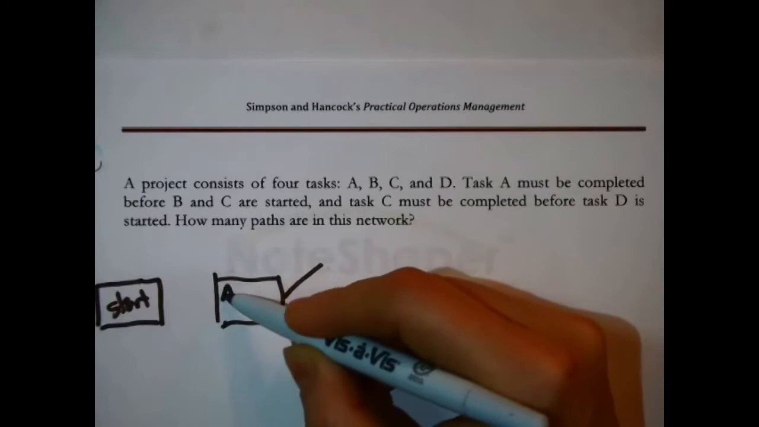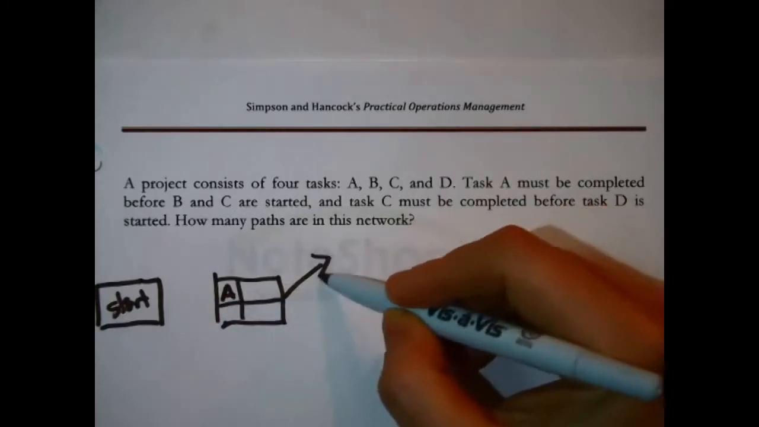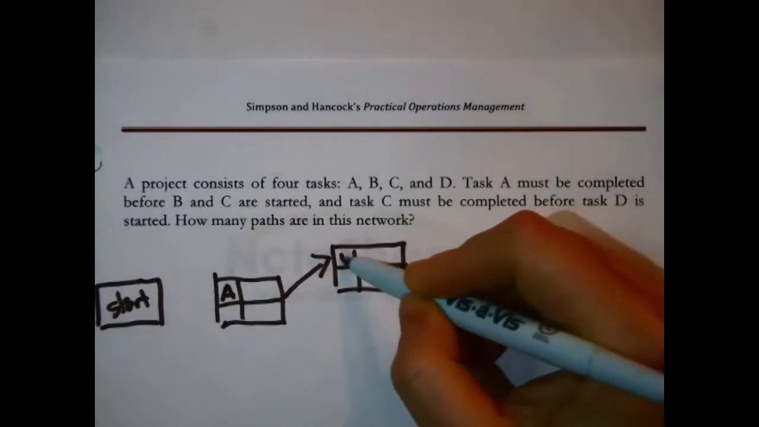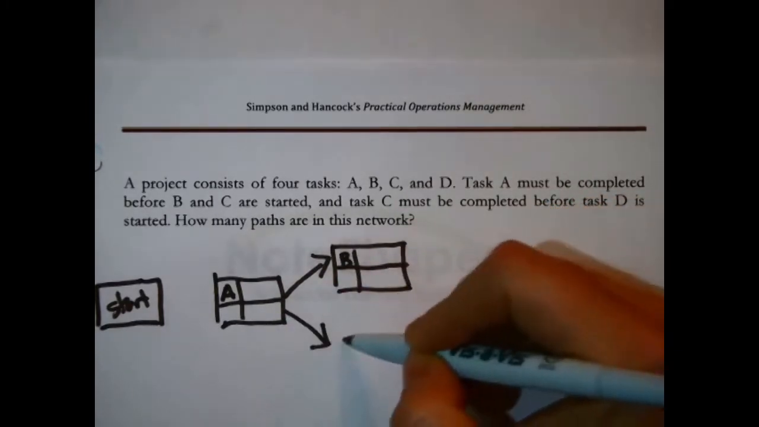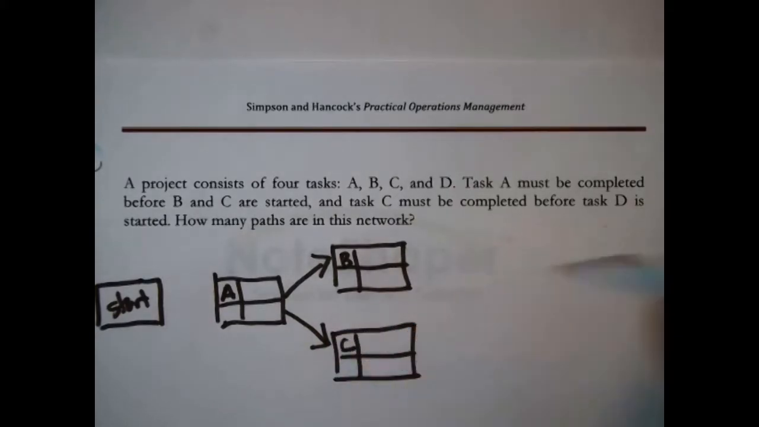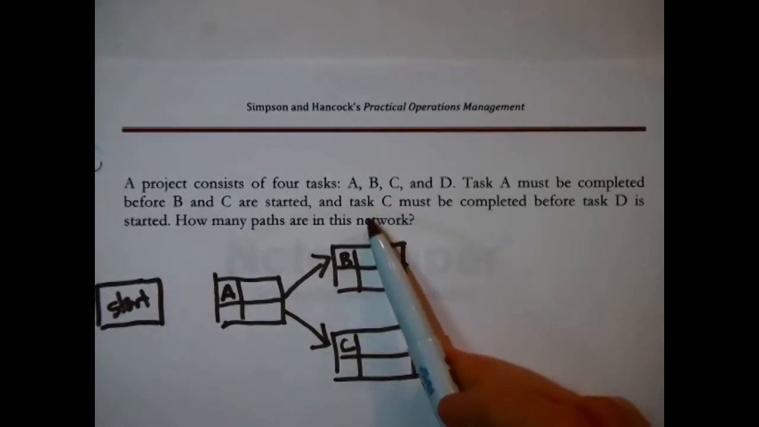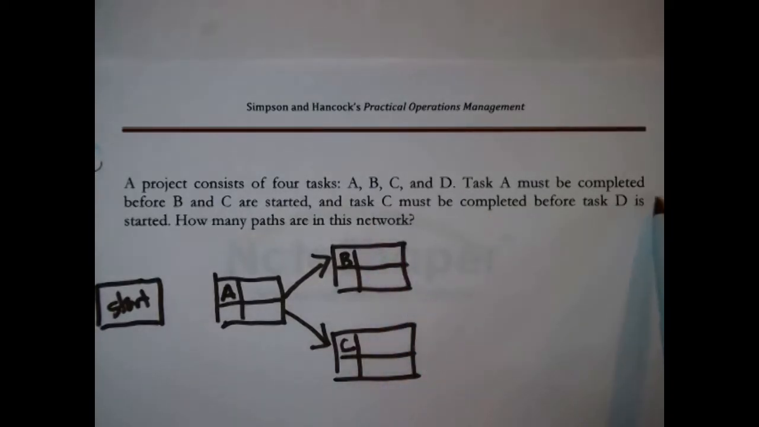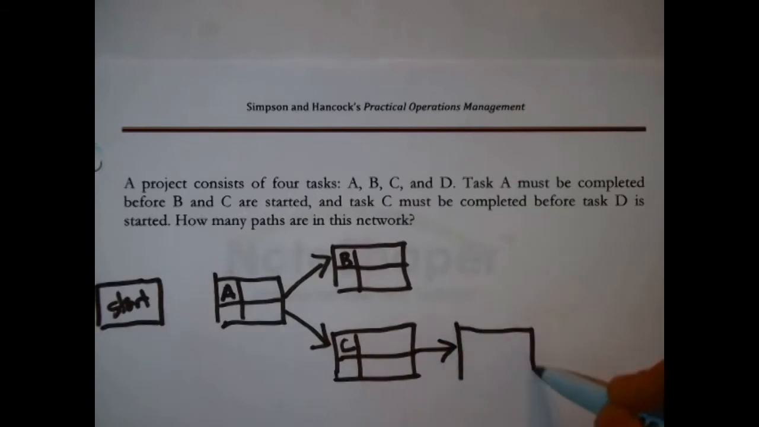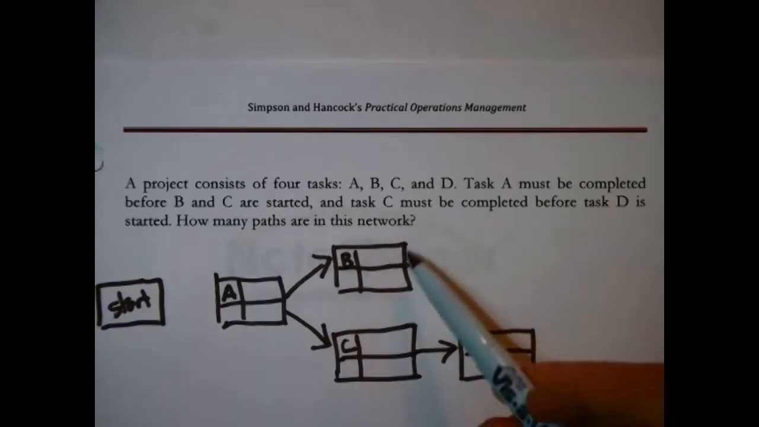A is here. When you've finished, B and C can start. And then what else does it say? Task C must be completed before task D is started. Here's task C now. When it's completed, task D can start. I'm just representing that particular relationship. Then there's no more information.